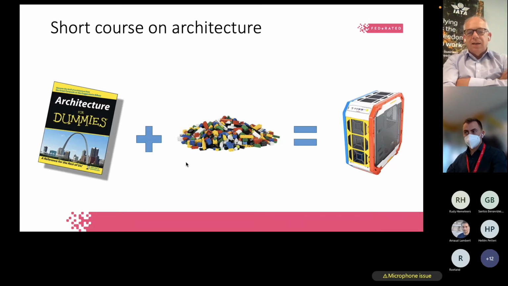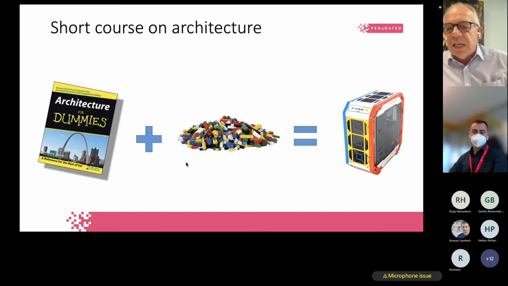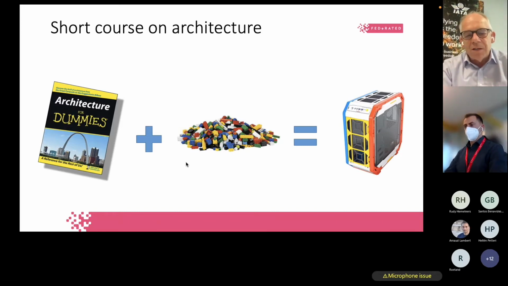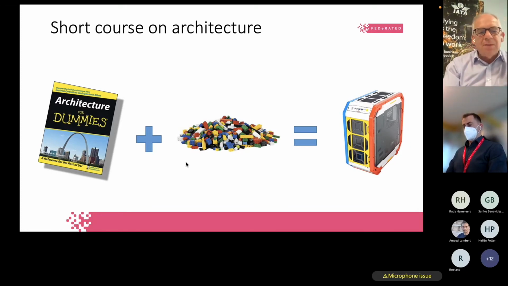You basically take a bunch of components. I've used Lego as an example. You stick them together and you have something. In this case, I think it's a PC. But you can make anything with these Lego boxes. And although this may seem like an almost silly definition of architecture, this is what people do.